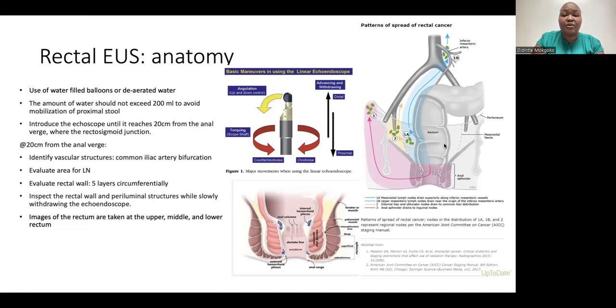If you do have a lesion already that you know about from doing your sigmoidoscopy, you want to get proximal to it and come down so that you can evaluate the borders and the entire lesion and not miss any part of the lesion that might be invading into deeper structures or deeper parts of the wall. All right. As I've mentioned, you want to inspect the rectal wall and periluminal structures while you slowly withdraw. So you're going to be turning clockwise and counterclockwise, as well as moving the scope slowly distally until you reach the middle rectum, the middle area that we're going to be scanning now.